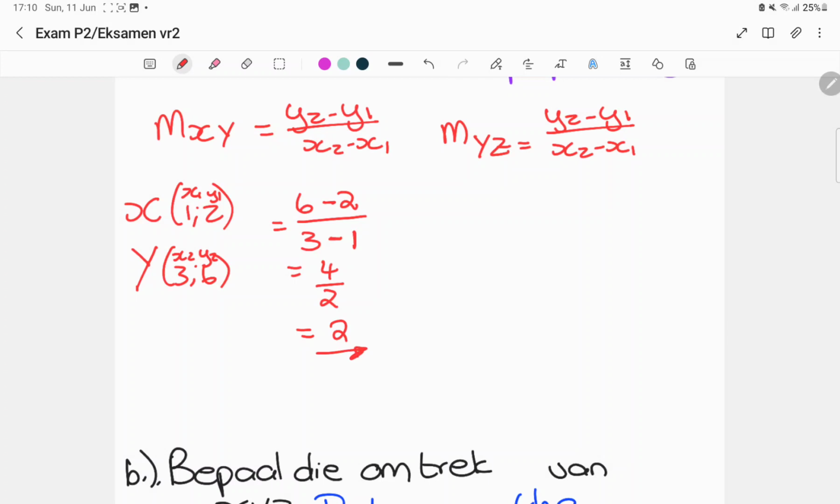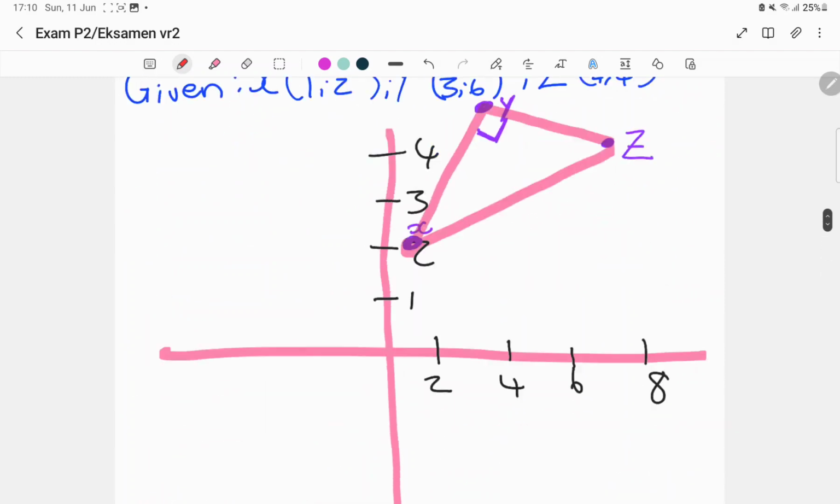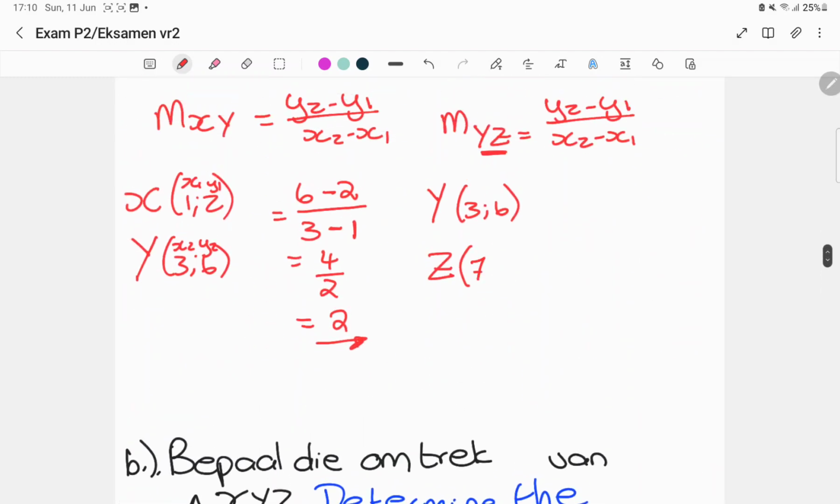Now we're going to repeat it on the other side. We're going to work with Y and Z. My Y coordinate is (3, 6), and my Z coordinate is (7, 4). Let's say this is my X1, Y1, X2, Y2. Let's substitute it in. My Y2 value is 4, my Y1 value is 6, so it's 4 minus 6 over 7 minus 3, which will give me negative 2 over 4, which is negative a half.